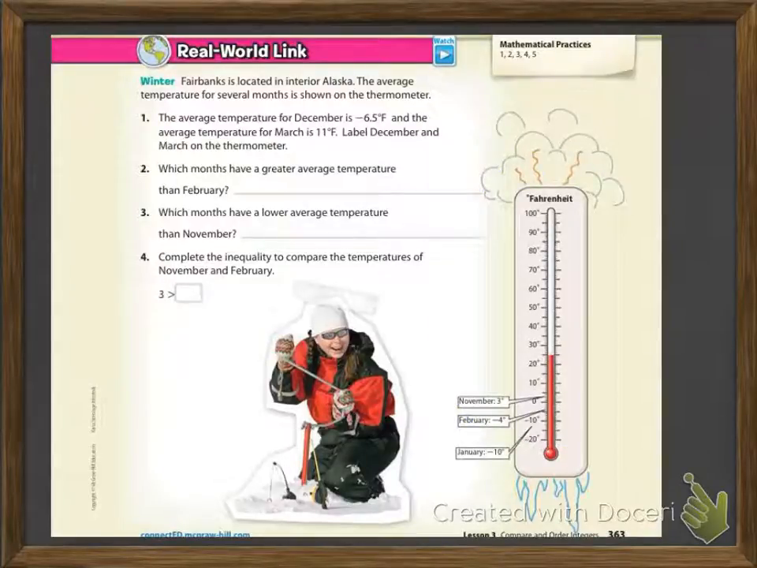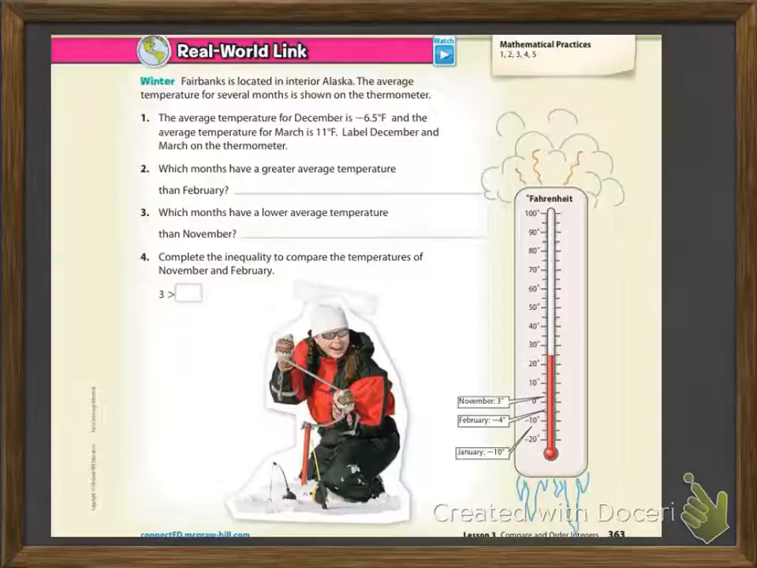So question number 1 asks us, the average temperature for December is negative 6.5 degrees Fahrenheit, and the average temperature for March is 11 degrees Fahrenheit. Label December and March on the thermometer.